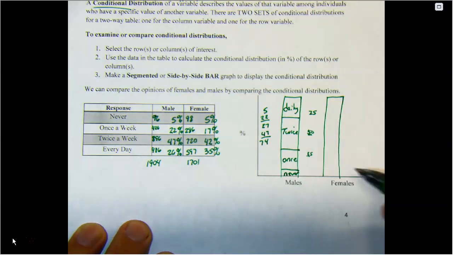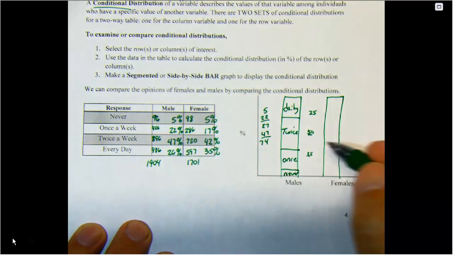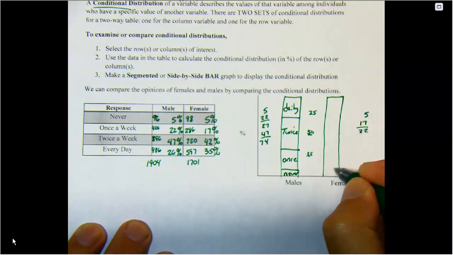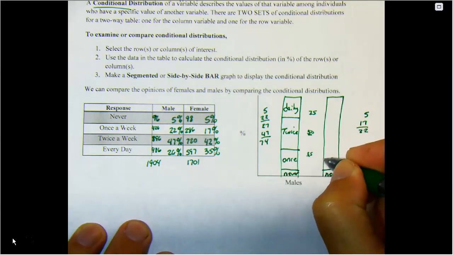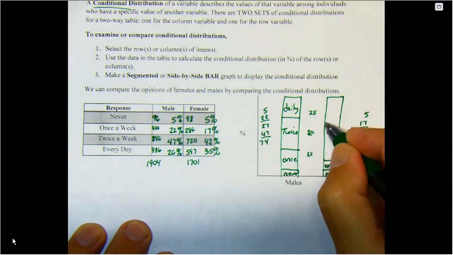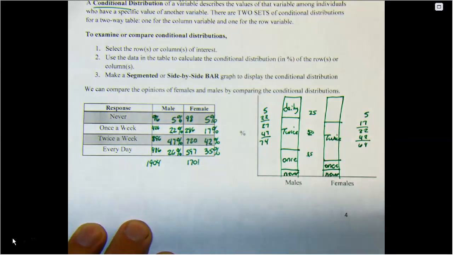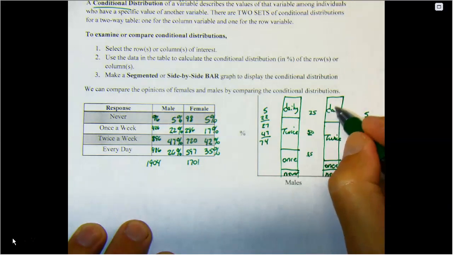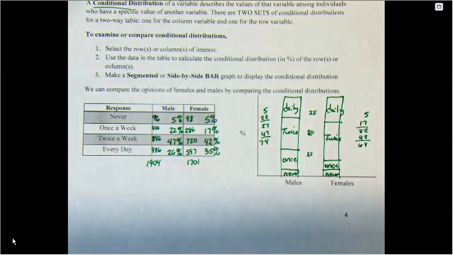Now we're going to come over here and do the same thing for females. We started with 5 and added 17 to get 22. So at the 5% mark, that's never, and at 22%, this is going to be once. We're going to add 42 to this, which gives me 64, so that's going to be twice, and then the leftover is for daily. So we have created the graph to compare.